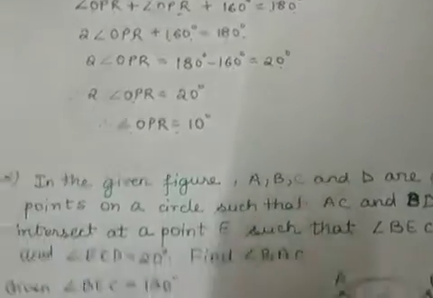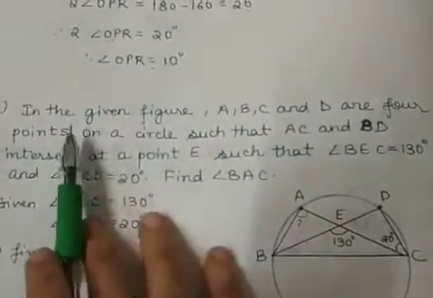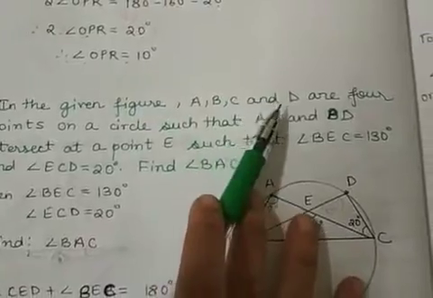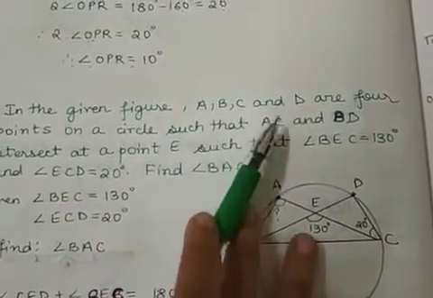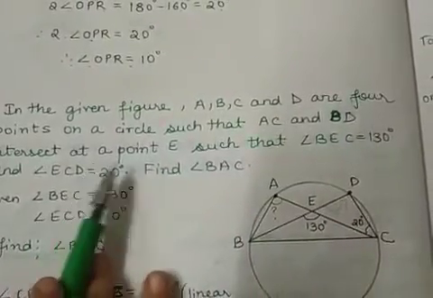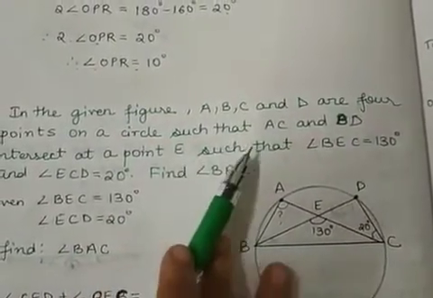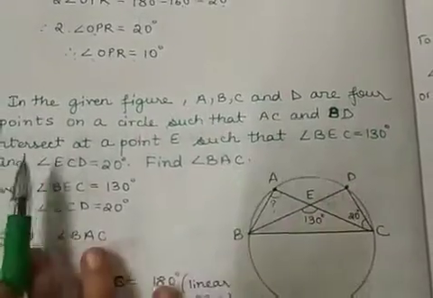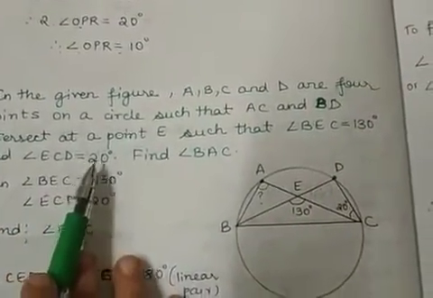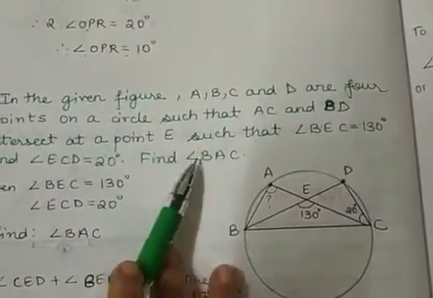Now let us see another example. In the given figure, A, B, C and D are 4 points on a circle such that AC and BD intersect at a point E, such that angle BEC is equal to 130 degrees and angle ECD is equal to 20 degrees. Find angle BAC.